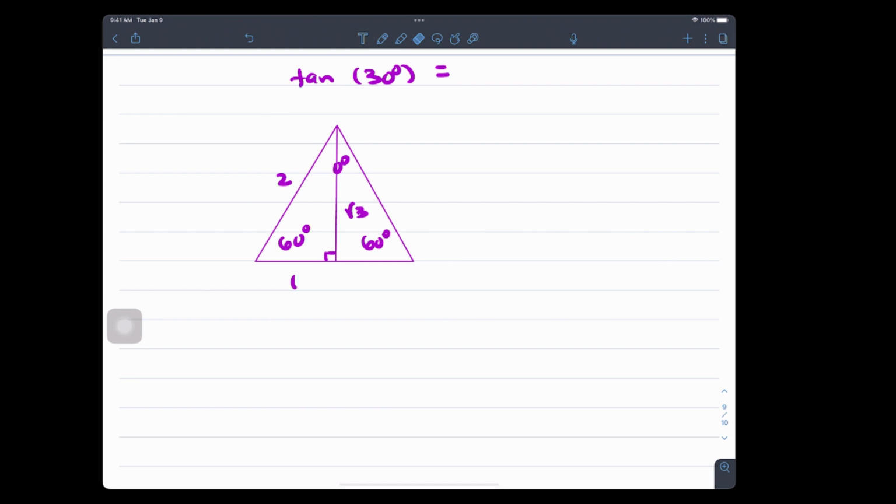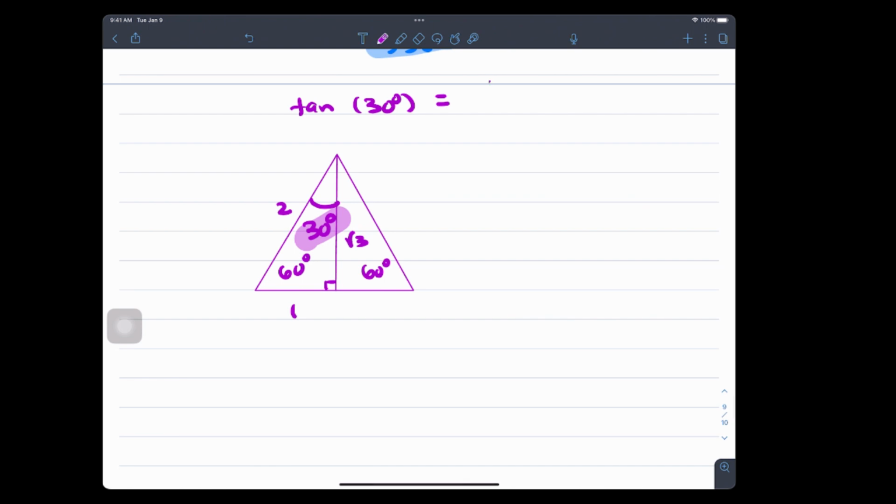Go back to your special triangle, your 30, 60, 90. But remember, we're looking for that angle. We have to use the definition of tangent. What's tangent going to be? Opposite over what? Adjacent. What's that going to be then? 1 over the square root of 3, which will be what? Square root of 3 over 3 when rationalized. We rationalize that denominator.